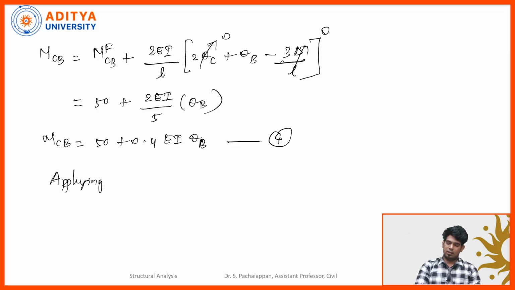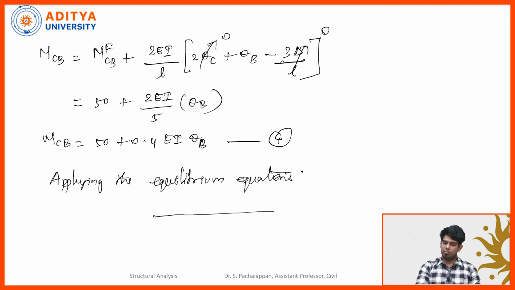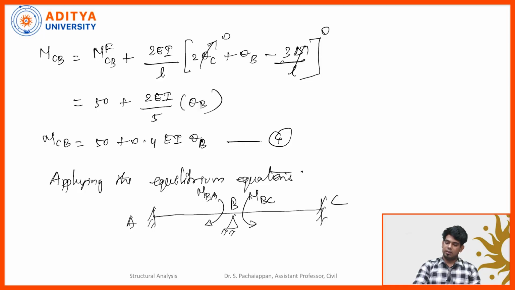Applying the equilibrium equations. Now, what are the equilibrium equations? For example, in our case, the beam is like this and we have an intermediate support A, B, C. The equilibrium equation is this one. So, MBA and then MBC, the summation of MBA and MBC is equal to 0 for the equilibrium condition.